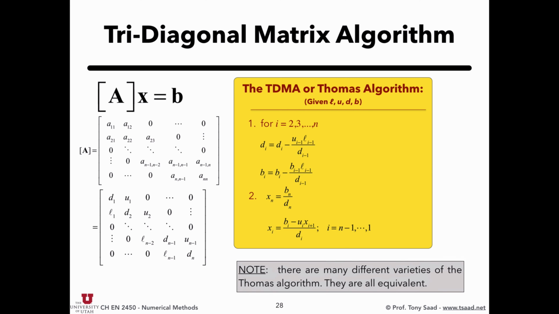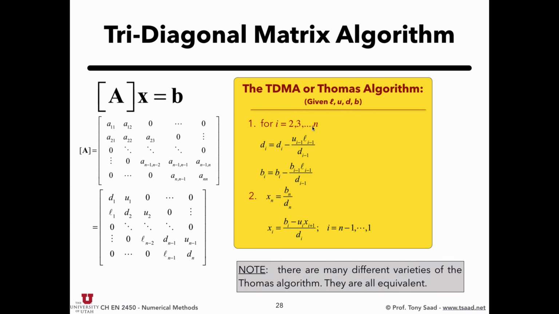So these are vectors. All you need to know about the system are the non-zero vectors. This is the main diagonal, this is the lower diagonal, this is the upper diagonal, and this is the right-hand side. So given L, U, D, and B, where L is the lower diagonal, U is the upper diagonal, D is the main diagonal, and B is the right-hand side, you do the Thomas algorithm in 2 steps. We're counting from index 1, for simplicity.